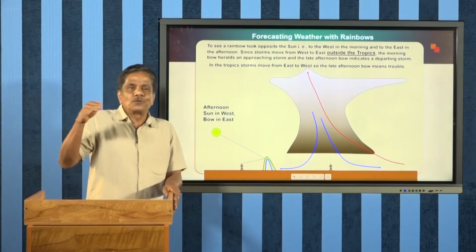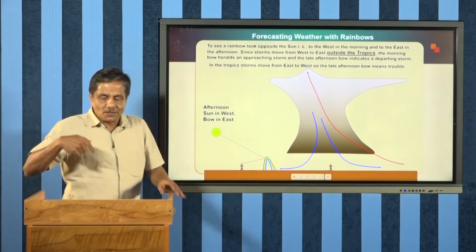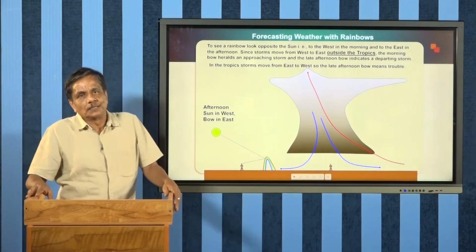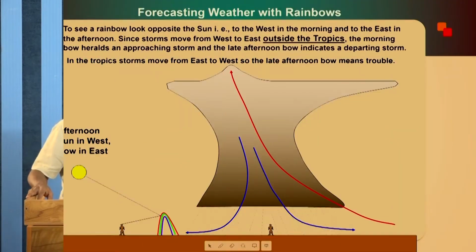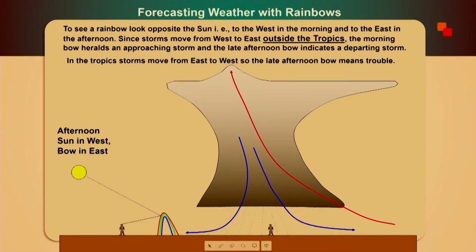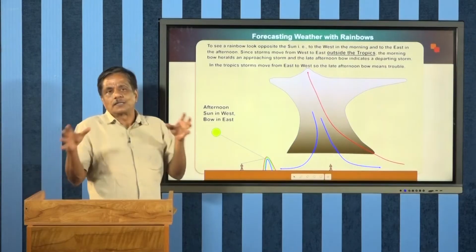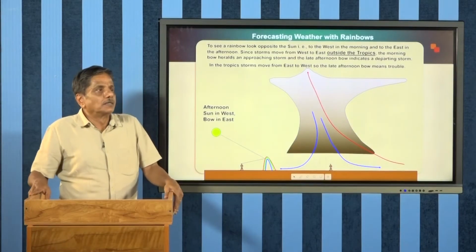If the rainbow is observed in the evening, there is a possibility of a storm, because when the sun is going to set, the energy input will stop. As a result, there is a possibility of a storm, because the land will be cooled.